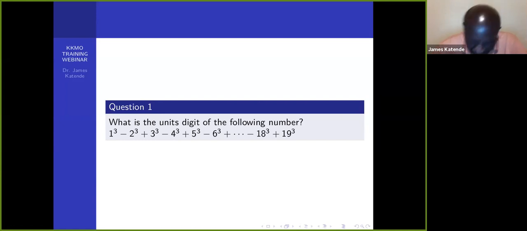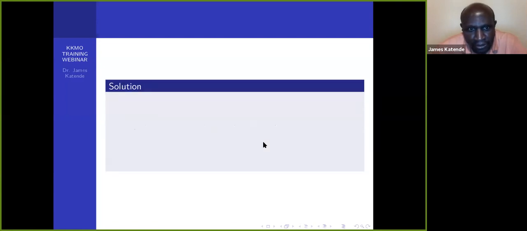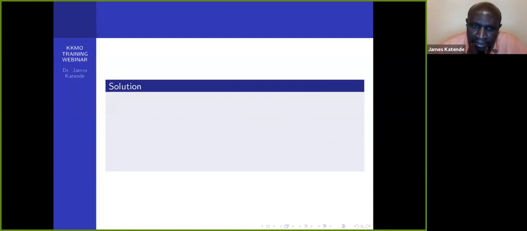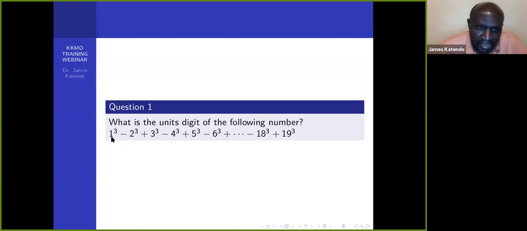One way to do this is to look at the last digits of each of the numbers, because you can find the unit digit by finding the last digit of each of these numbers. So if we go to the solution, let's first go back to the question. The last digit of 1 cubed will just be 1. The last digit of 2 cubed is just 8. The unit digit of 3 cubed is 7, and so on.